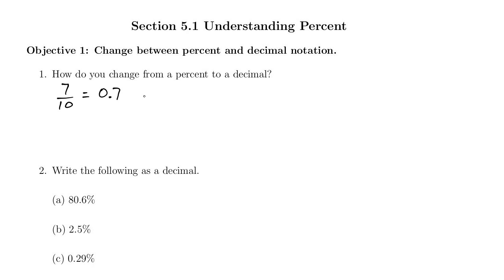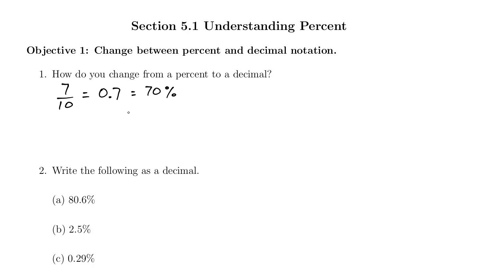And with percents, we now have a third way to express this number. We can write this as 70%. And what we want to do is be able to change between all three different ways of writing this number. We want to change from a fraction to a decimal to a percent, and we want to be able to write one number in three different ways.